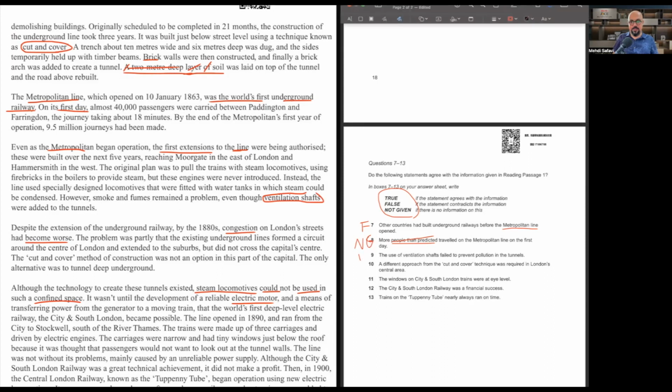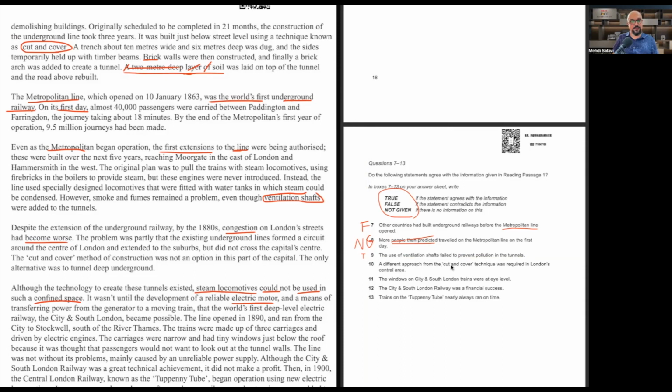So, let me write F here. All right. Right, that's false. Oh, is it false? Yeah, sorry, it's true. Remained a problem and failed. I meant true. Remained a problem, failed to prevent. So that is true.